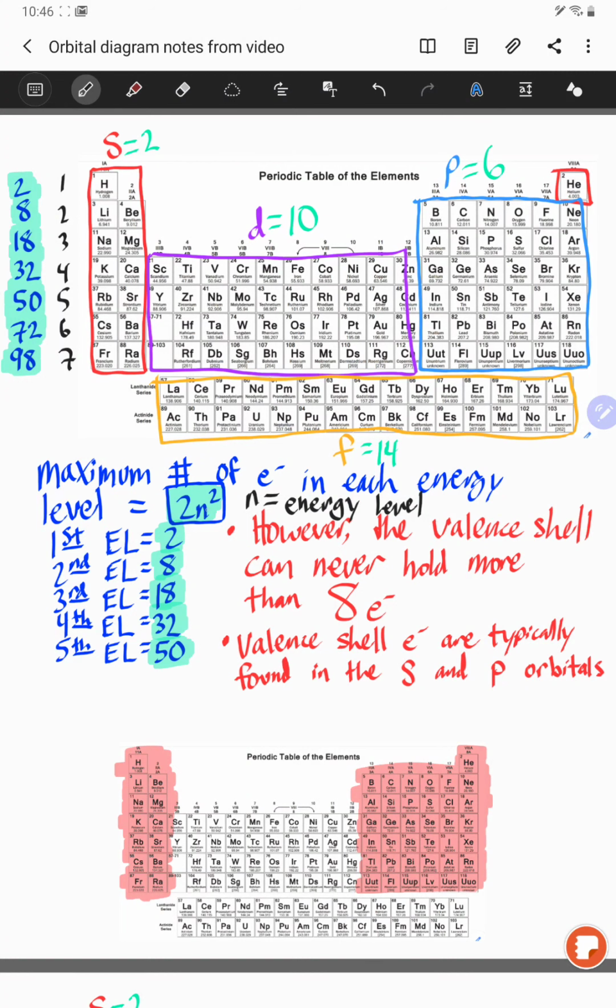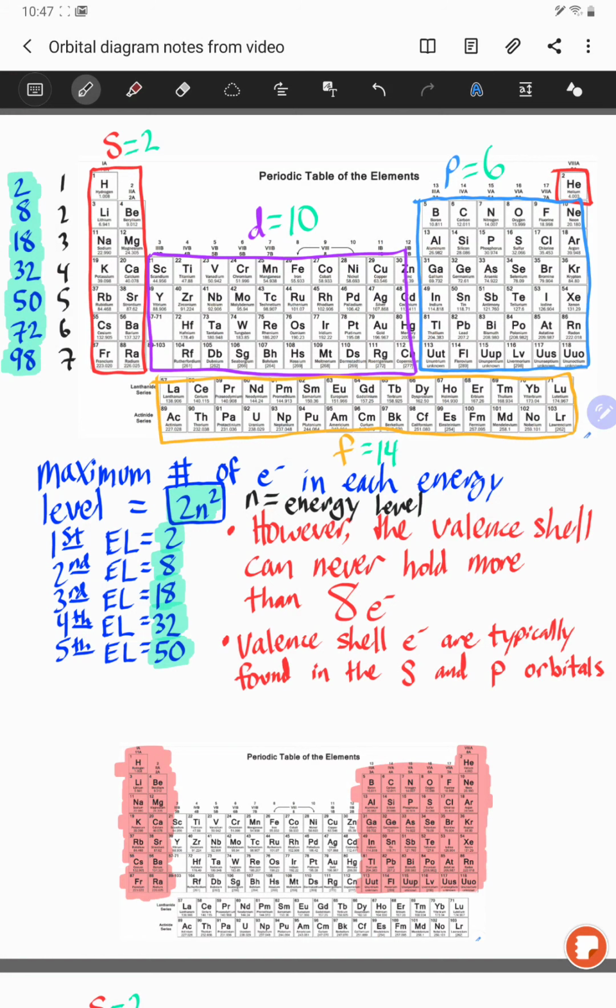So n squared is going to be, like the first energy level, you plug in a 1 for n, and you get 1 squared times 2 equals 2. If you do the second energy level, 2 squared equals 4. It's just the number multiplied by itself. 2 squared equals 4 times 2 equals 8. And then the third energy level, 3 squared is 9 times 2 is 18, etc.